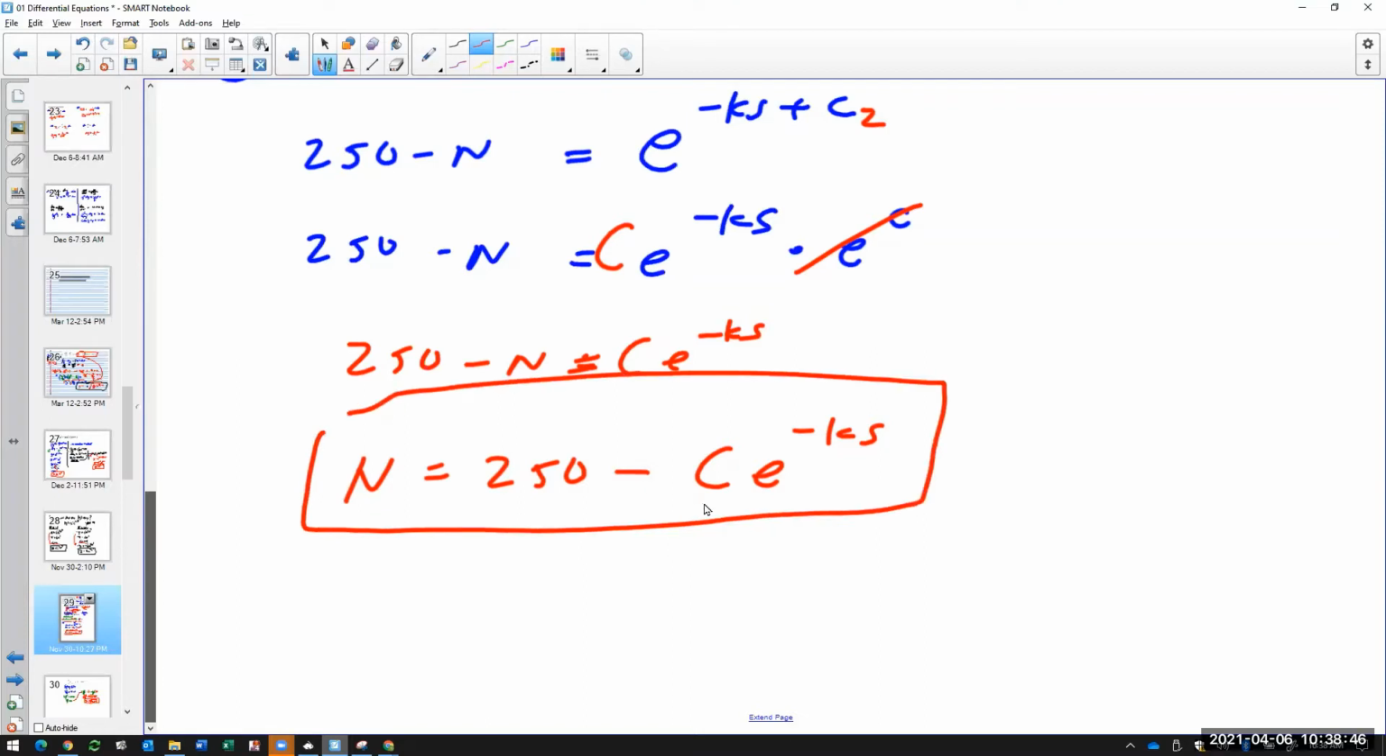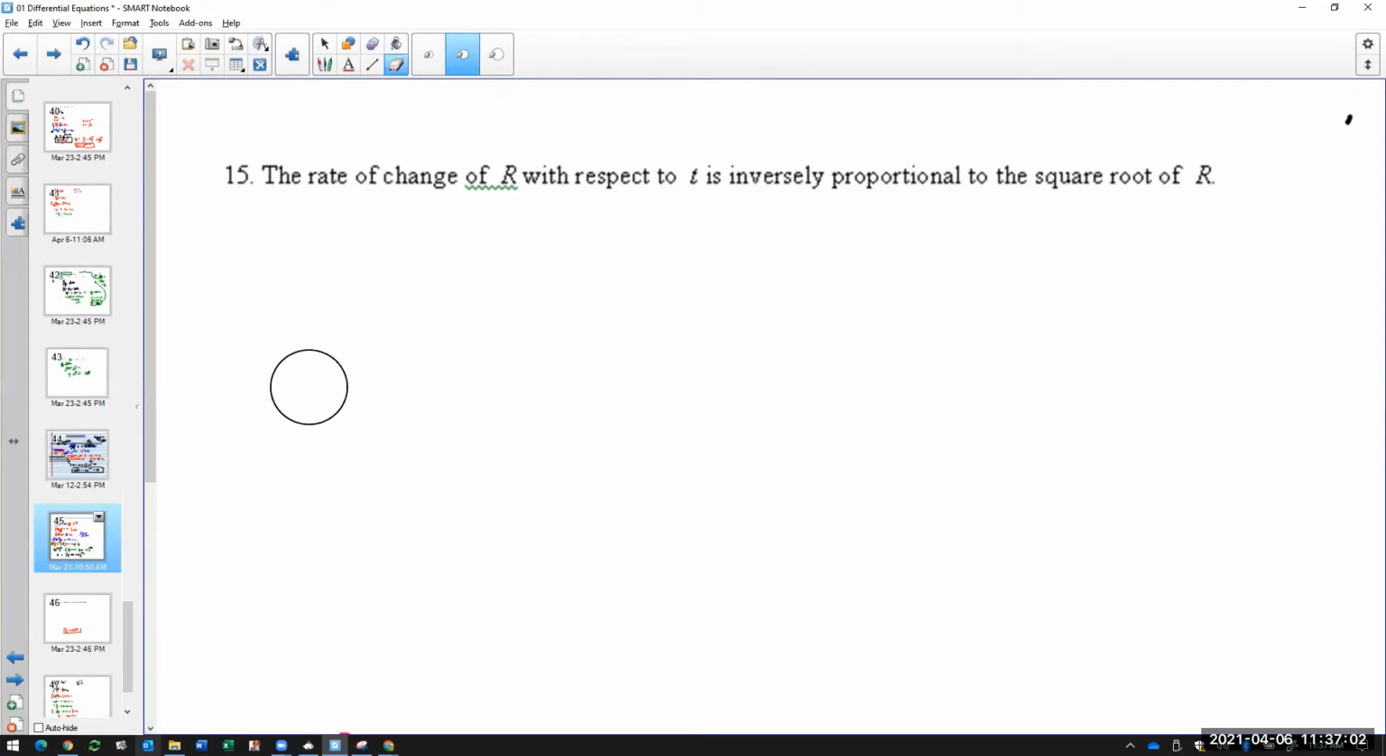You have to leave c because you have no initial condition, and you have to leave k, and that's because to find K, there's no way to find K either. You actually need a second condition to find K, and we don't have a second condition either. Okay, let's do calculus talk.